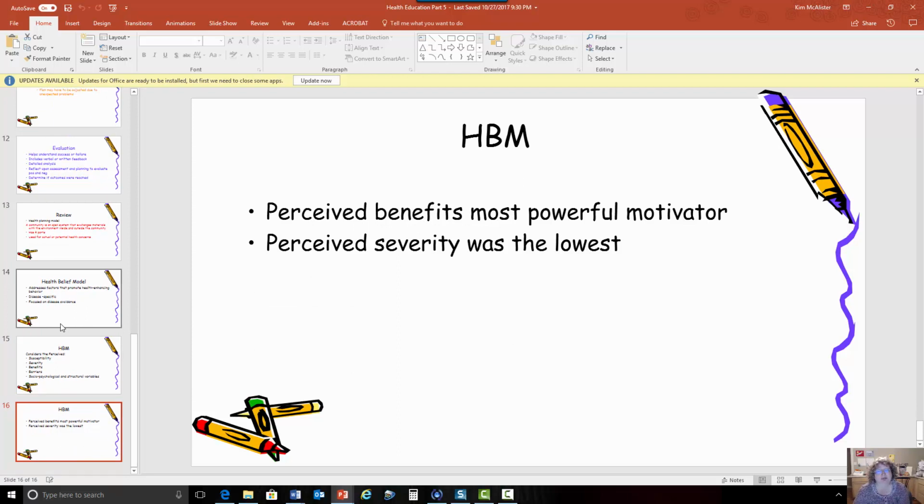With the health belief model, perceived benefits is the most powerful motivator. So you will get people to change their behavior if they see a benefit. If you tell them, if you don't do this, you're going to die, or if you don't do this, you're going to lose your leg, that's a much less powerful motivator than if you do this, you'll live to see your grandchildren, or if you do this, you'll be able to get up and walk again. So this is where your motivation is with that model. Okay, so that in a nutshell are the models that we're going to discuss.